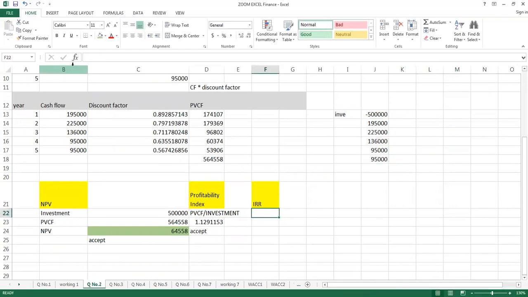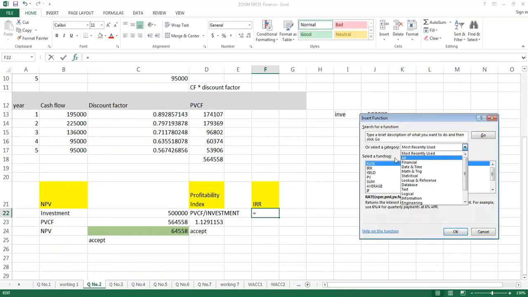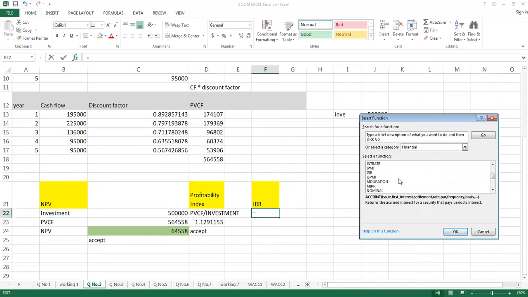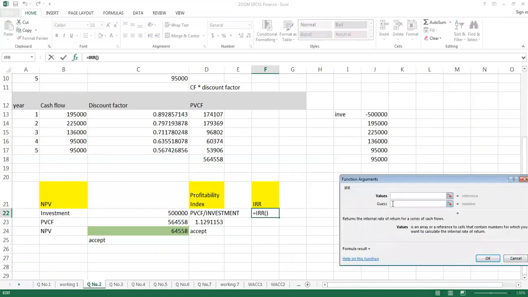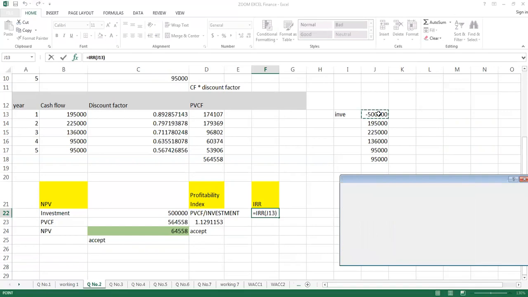Now coming here, go to functions. In financial, ask for IRR, and it will ask you to give certain values. Look, you don't need to make any change over here. Just keep your cursor here. Come back to your values that you placed earlier in a separate section and just drag from the first to the last one.